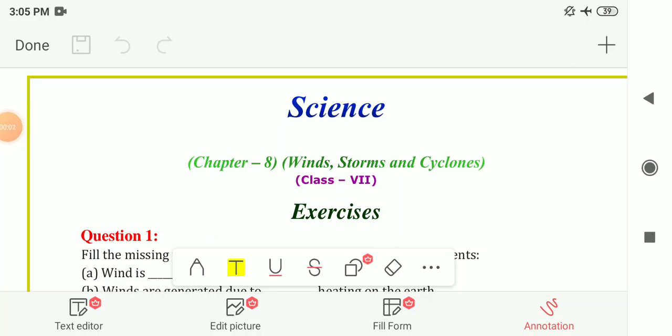Hello students, in this video we are going to solve the textbook exercise for chapter number 8. The chapter name is Wind, Storms and Cyclones. Class 7, Subject Science and NCERT. So here let me start with question number 1.